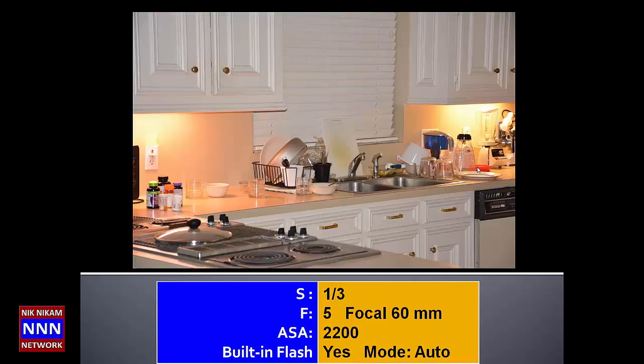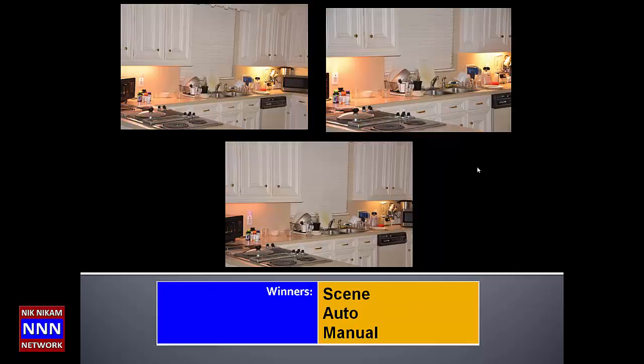The automatic mode sets it to 1/3 of a second, f5.0, ASA 2200. The built-in flash comes on, and it gives, again, the cabinets brighter than what they are supposed to be, but then again it's using flash. So looking at all these various different modes, let us look at this.